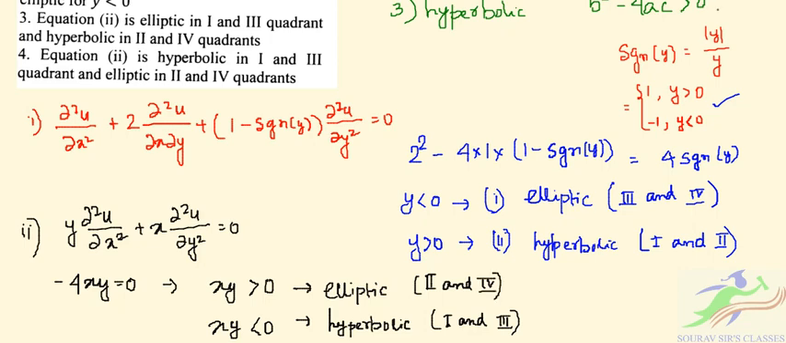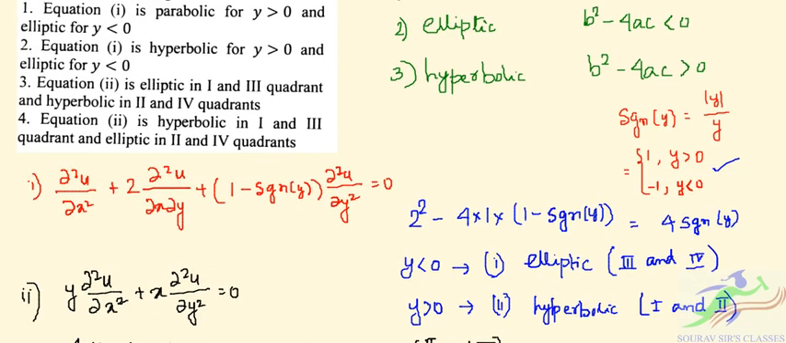Okay, so let us check with the options. Equation 1 will be hyperbolic for y greater than 0, and elliptic for y less than 0. And equation 2 is hyperbolic in the first and third quadrant and elliptic in the second and the fourth quadrant. So option 2 is the correct one.